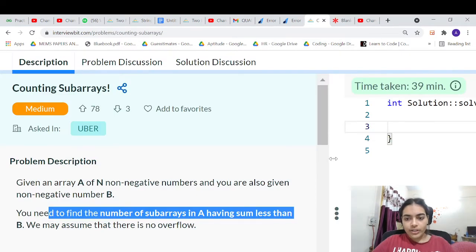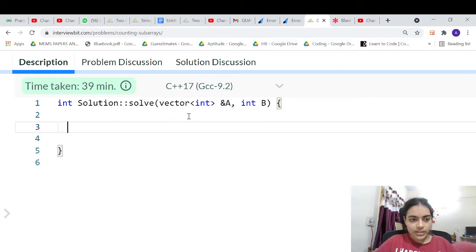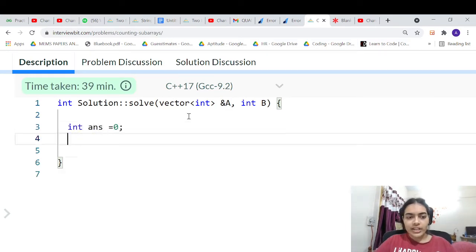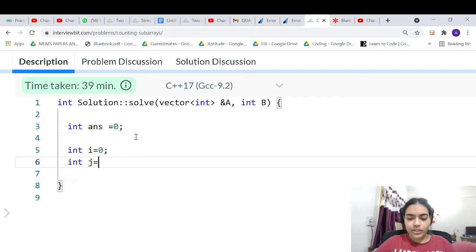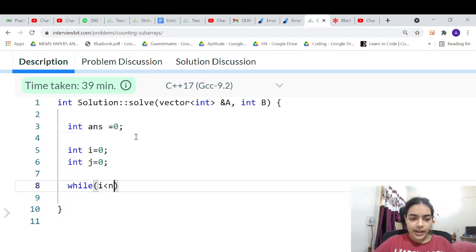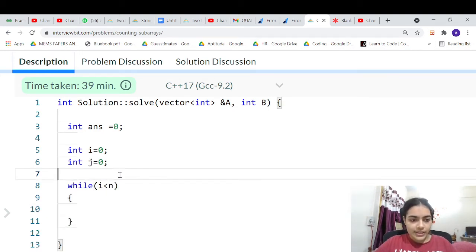Now let's try to code this particular solution. So in this case, you have int answer that you want to finally return. So initially it is 0 and you will increment answer whenever you find a particular subarray. Okay, now let us take the 2 pointers. i is equal to 0, j is equal to 0. Now while i is less than n. So what is n? n is nothing but the size, right? n is nothing but a dot size.